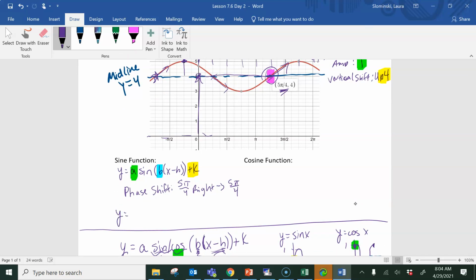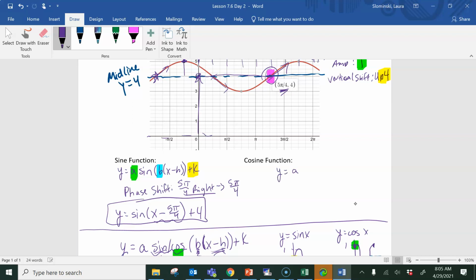All right, so for my answer, I would fill in a is just 1. I don't need to put it, but I could. Sine of b is 1, so I don't need to worry about that. Now, if it goes right 5 pi over 4, inside parentheses I need it to be the opposite of what I think. So x minus 5 pi over 4 actually says that this goes right 5 pi over 4. And finally, plus 4. All right, so that's that one.